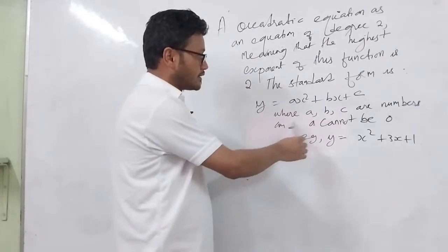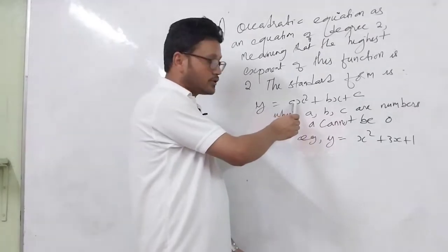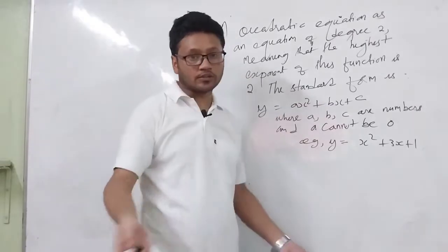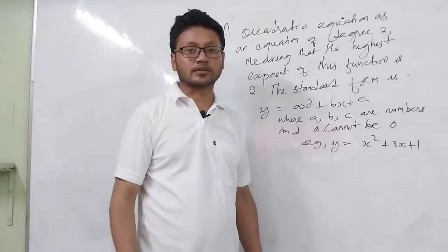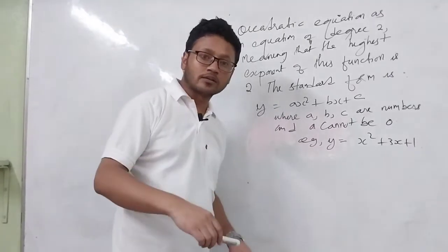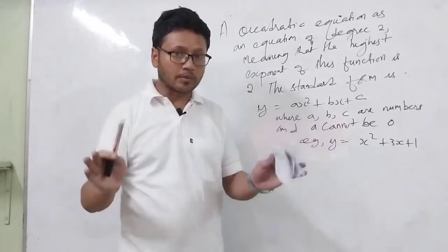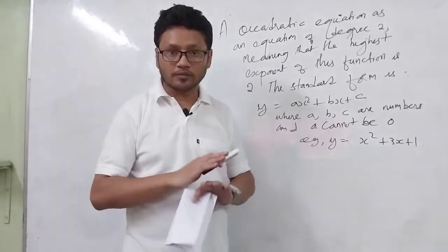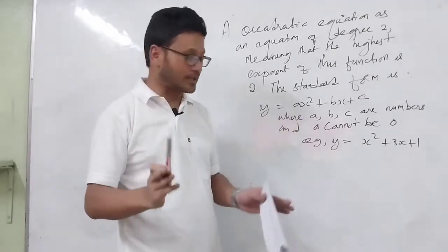But one thing is that a cannot be 0. If you put 0 here, that cannot be a quadratic equation, because 0 into x square is 0 only. If you put 1 here, that may be a quadratic equation; from 1 to any number, and from -1 to minus any number. So you must remember that the value of a cannot be 0. That is not possible. So altogether a should not be equal to 0. That is the main thing you have to know.